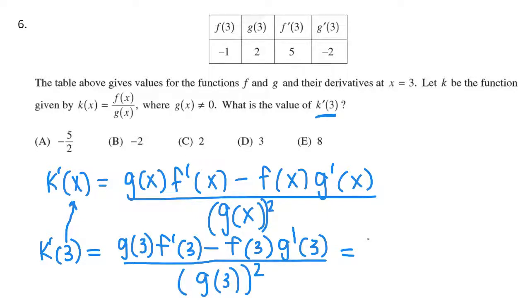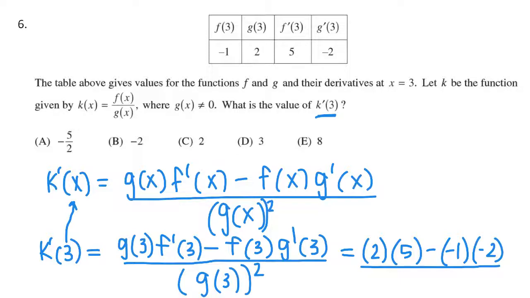Now let's look and see, what is g at 3? g at 3 from the chart is 2, times f prime at 3 is 5, minus f at 3 is -1 times g prime at 3 is -2, and this is all over g at 3 squared. So g at 3 is 2, 2 squared is 4. And so I end up with 10 here and minus a positive 2. So 10 minus 2 is 8. 8 over 4 is 2.